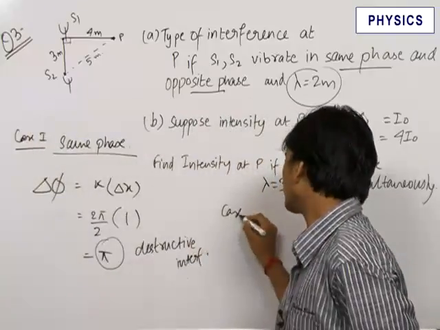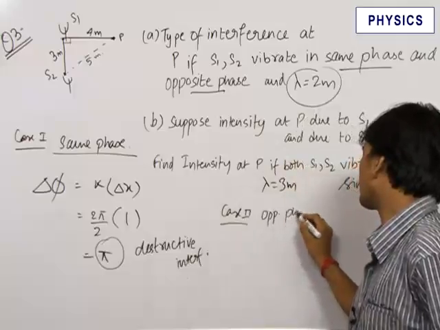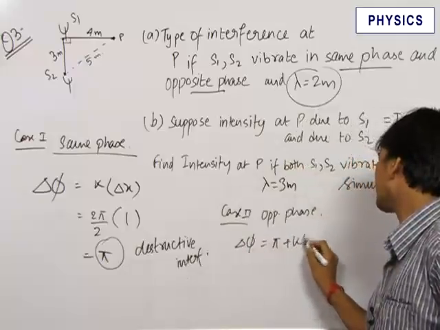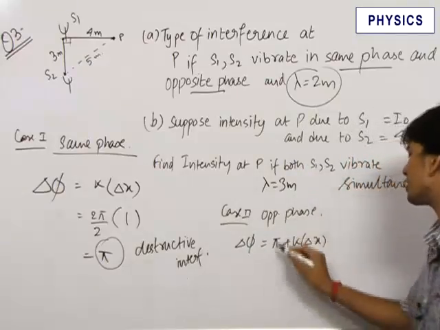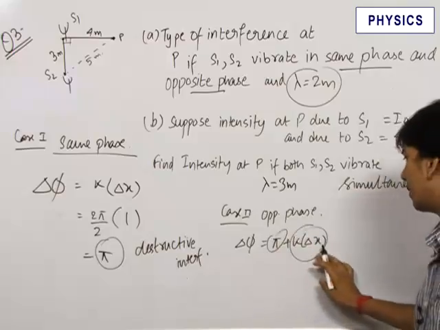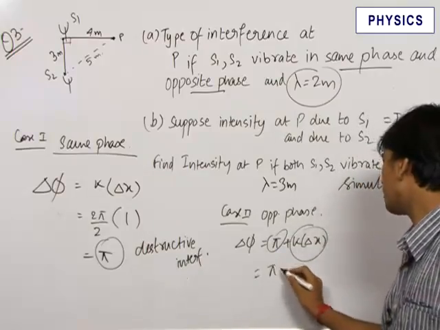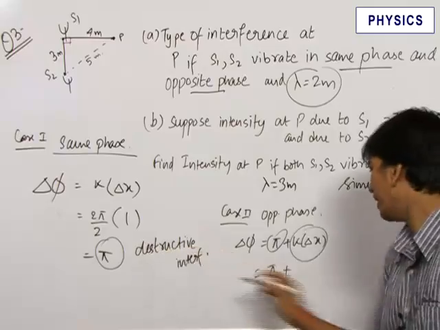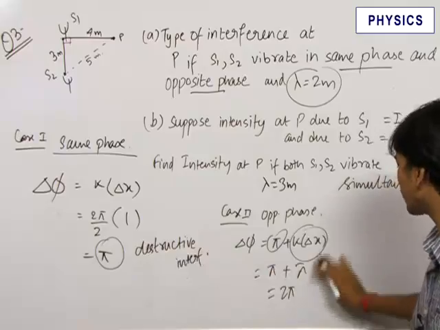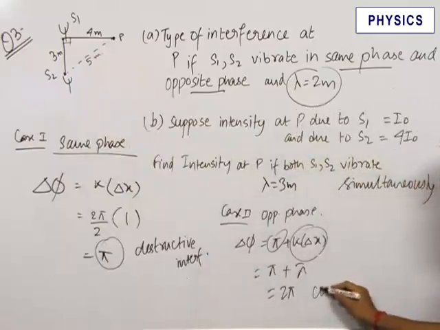Similarly, for case 2, that is if the sources are vibrating in the opposite phase, delta phi will be equal to pi plus k delta x. Since they are vibrating in the opposite phase, they initially have a phase difference of pi between them, and another additional phase difference due to path difference. This is equal to pi plus again pi, that is equal to 2 pi. Now, whenever there is a phase difference of 2 pi or even multiples of pi between two waves interfering at a particular point, then we have constructive interference.